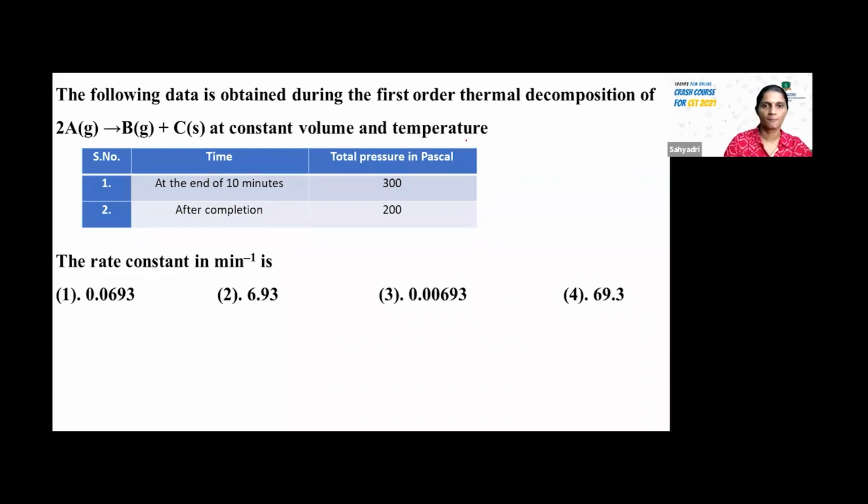Yeah, I'll explain this. Listen. So what is the question asked? The rate constant in minute inverse is asked. That is the first order reaction, correct? Yes. So I'll take the reaction 2A, all in the gaseous state, giving B plus C.